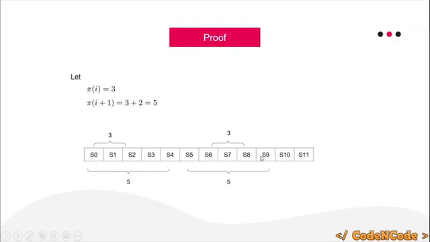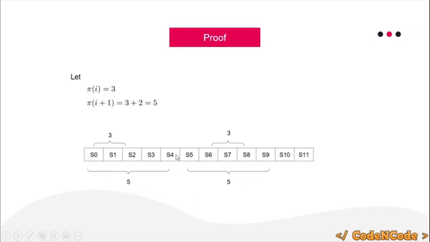So I'm assuming that pi of 9 is actually 5. If that is true, so you should see here that if pi of i plus 1 is equal to 5, that means the last 5 characters ending at index 9 match the first 5 characters. Basically this suffix is equal to this prefix, right?